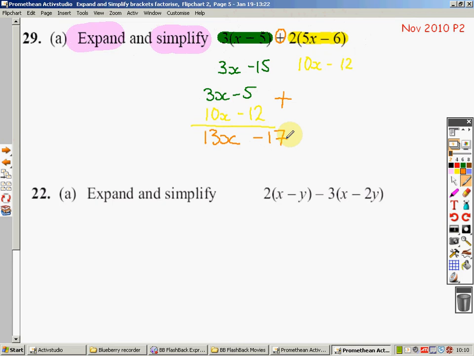In terms of the mark scheme, you're probably getting 1 for that line, another 1 for that line, and 1 for adding it up correctly, giving you a total of 3. Okay, second example.